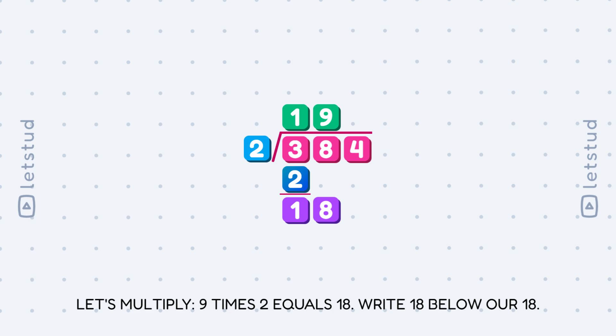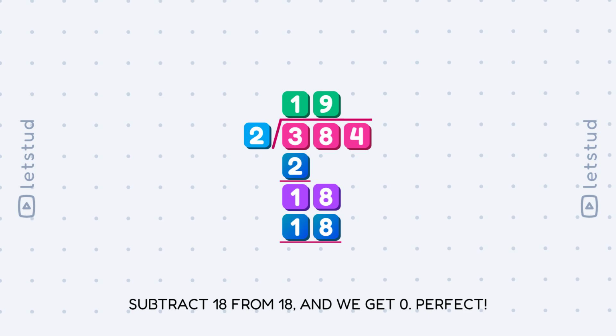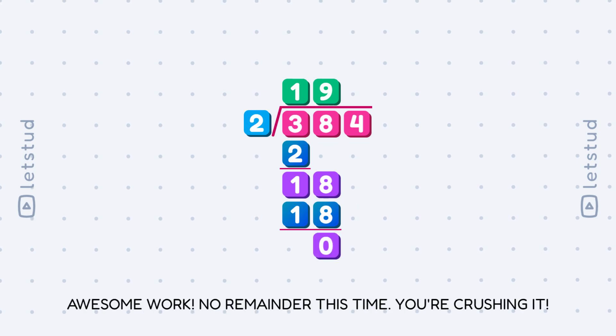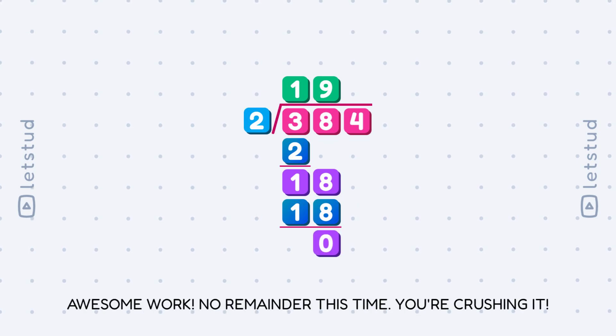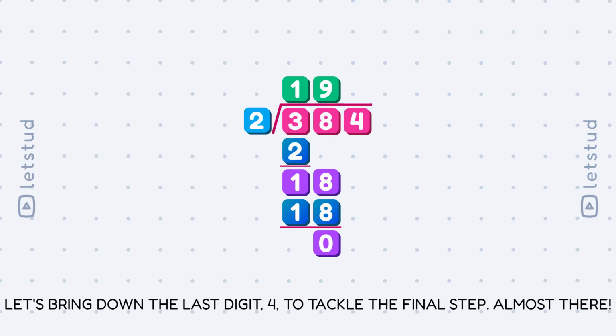Let's multiply. 9 times 2 equals 18. Write 18 below our 18. Subtract 18 from 18 and we get 0. Perfect. Awesome work, no remainder this time. You're crushing it. Let's bring down the last digit 4 to tackle the final step.